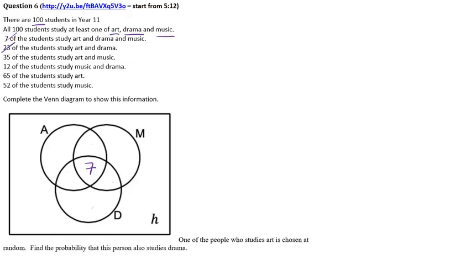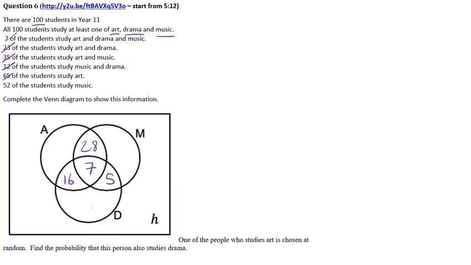Now we've already got 7 in here, so that means we're going to have 16 in this section here. 35 study art and music. We've already got the 7 in there already, so that's 28. And in a similar way, the 12 who study music and drama, we're going to have 5 in here.